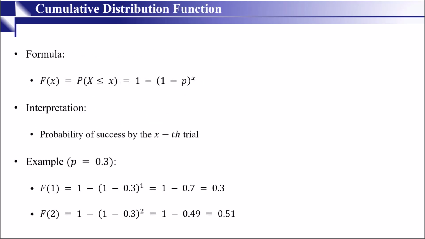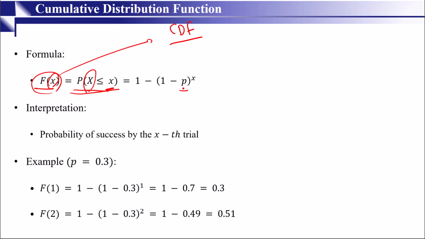Then we go for cumulative distribution function or CDF for geometric distribution. So we can write it as F(x) = P(X ≤ x) = 1 - (1 - p)^x. So this F(x) here represents the cumulative distribution function, which gives the probability that the random variable X takes on a value less than or equal to x. Then we say here P(X ≤ x). This is the probability that the geometric random variable X is less than or equal to a specific value of x.